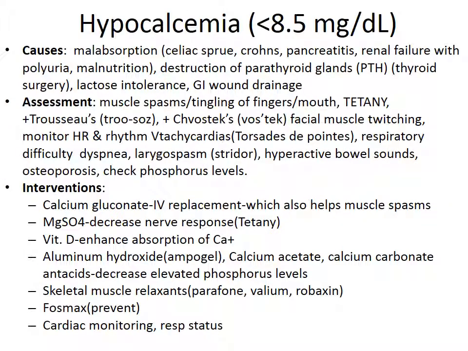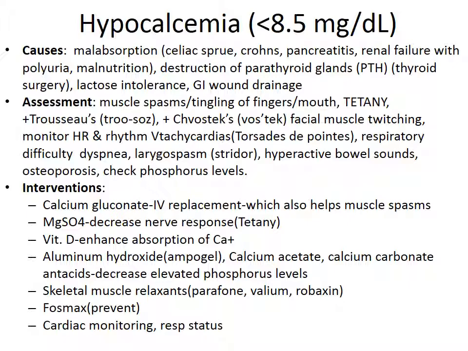Hypocalcemia, less than 8.5 milligrams per deciliter. Causes are malabsorption, such as due to celiac sprue, Crohn's, pancreatitis, renal failure with polyuria, and malnutrition. Destruction of parathyroid glands, such as in thyroid surgery, lactose intolerance, or GI wound drainage.